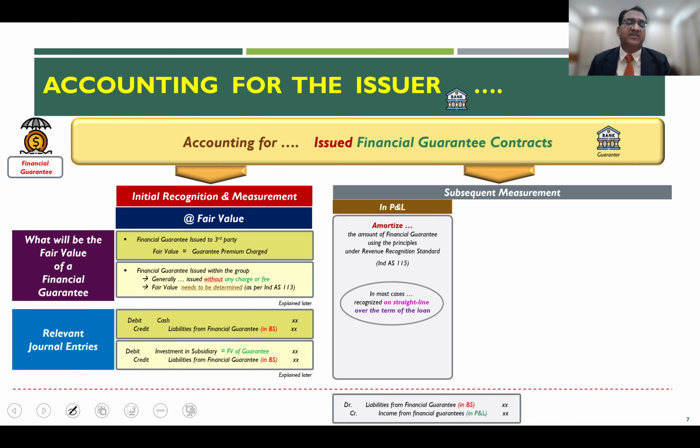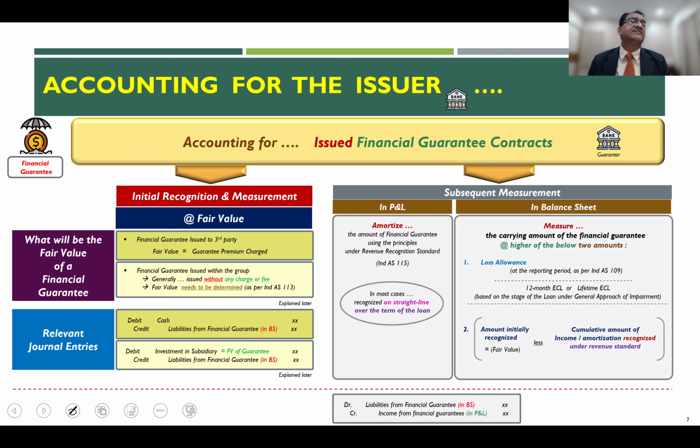So this is the one leg of the entry related to the financial guarantee contracts on the subsequent measurement. Now, the fact of the matter is the guarantor is still exposed to the risk that if the borrower, in my example, if ABSPL makes a default, then Mr. A will still come back to the guarantor and ask for the compensation. And therefore, the guarantor also needs to remeasure its liability at each reporting period.